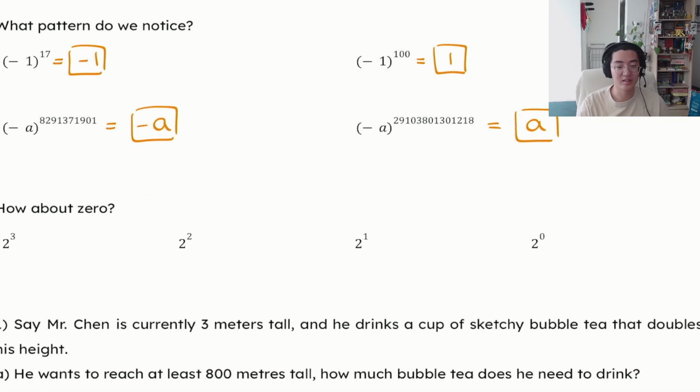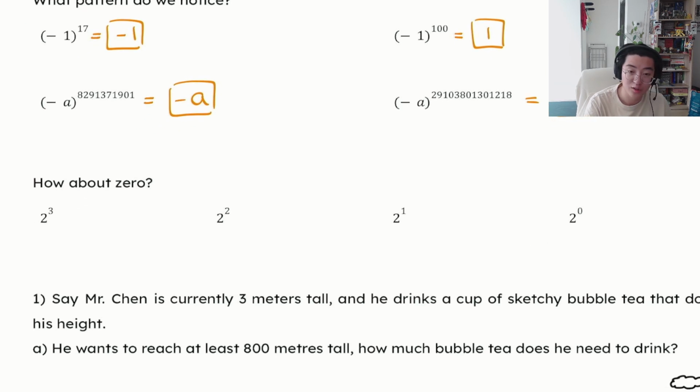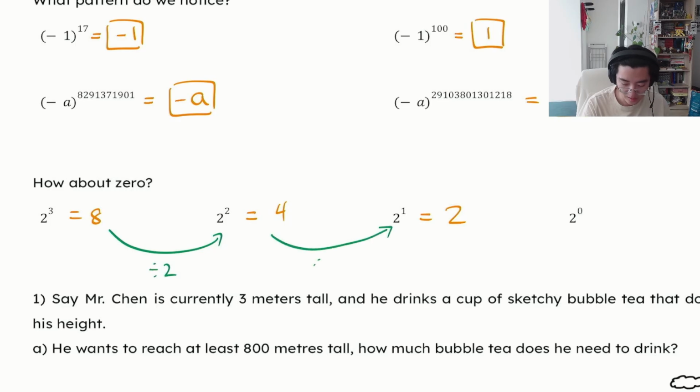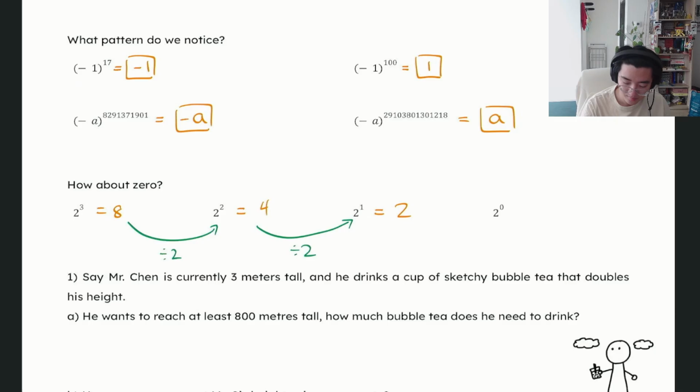Okay, how about 0 now? So, once again, 2 to the power of 3 is 8. 2 to the power of 2 is 4. 2 to the power of 1 is 2. How about 0? What pattern do we notice here? To go from 8 to 4, divide by 2. 4 to the 2, divide by 2. So by this logic, if we go down by 1 more, just divide by 2, which is just 1.